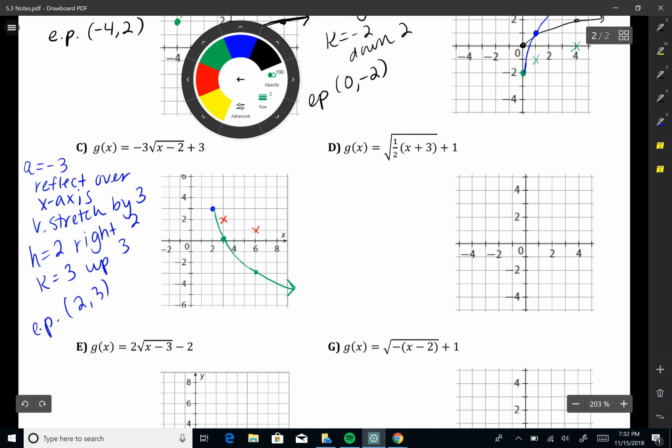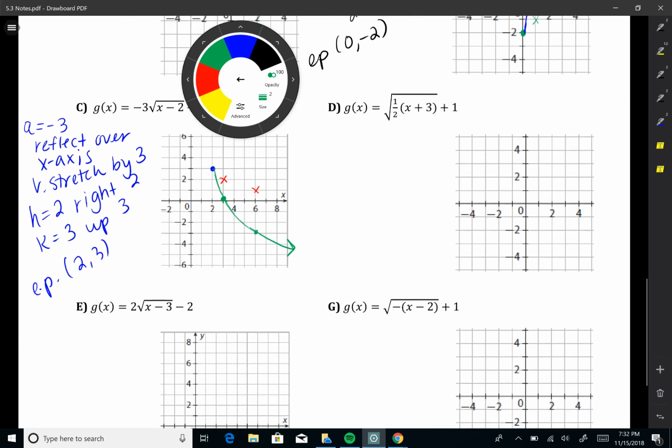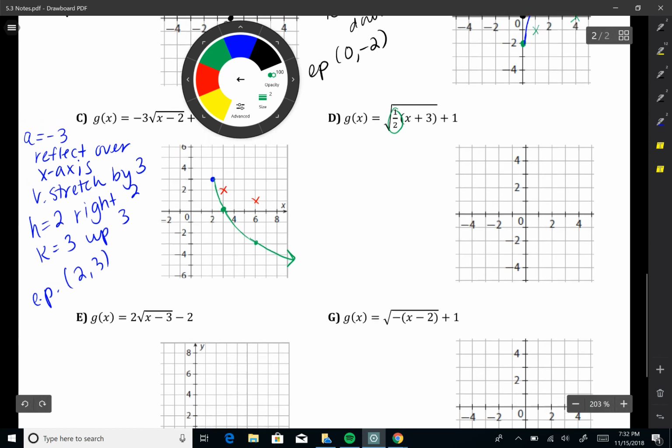Okay, we're going to do letter D, and we will do the last 2 in class. G of x equals the positive square root of 1/2 times x plus 3, then plus 1. So this 1/2, remember, it's on the inside, so that's a horizontal thing, but that's where 1 over a is. So 1 over a is 1 over 2. That means a is 2, so that's a horizontal stretch by 2.